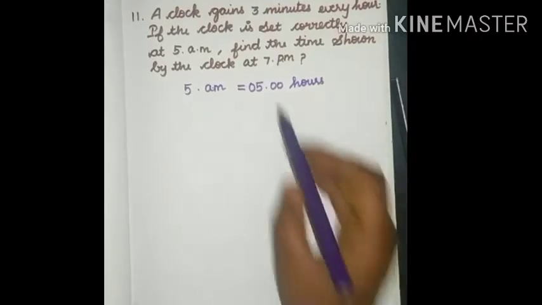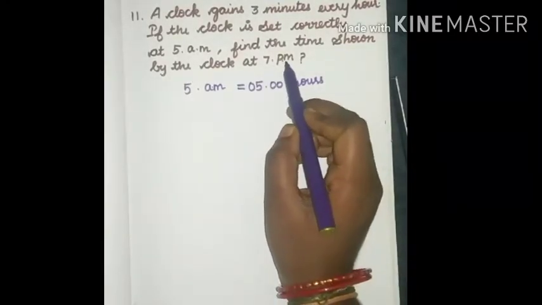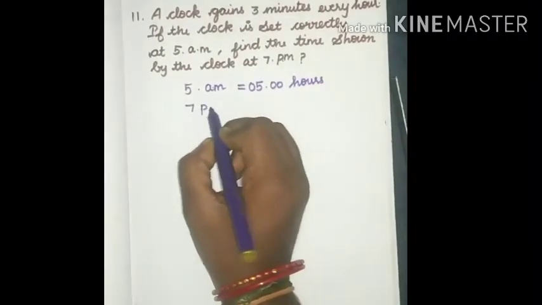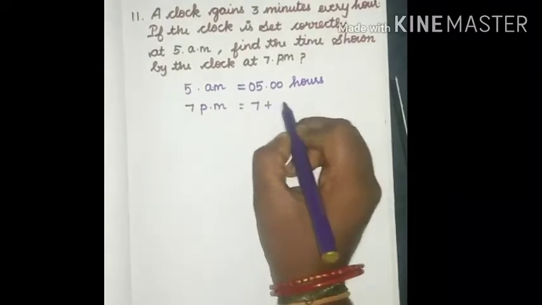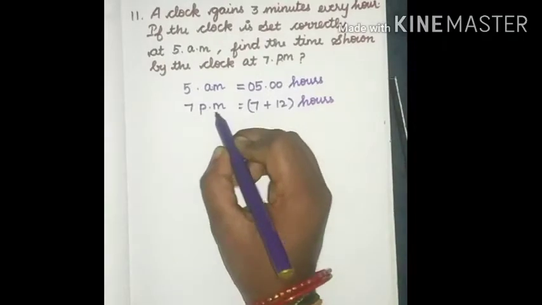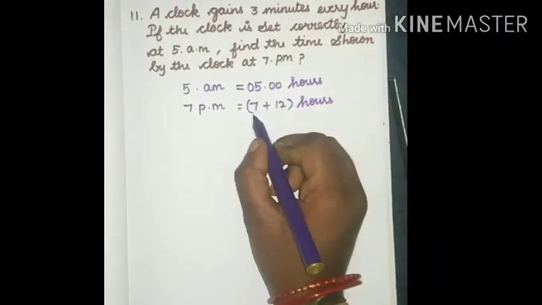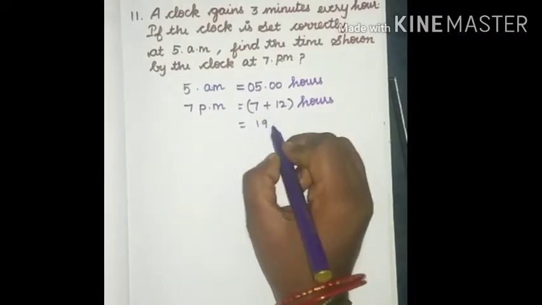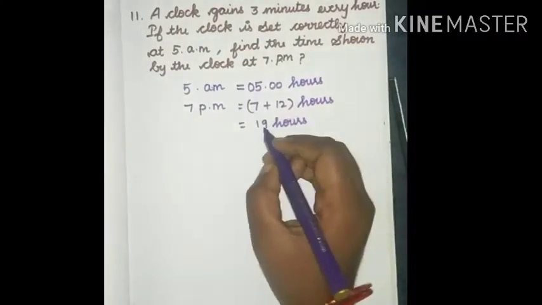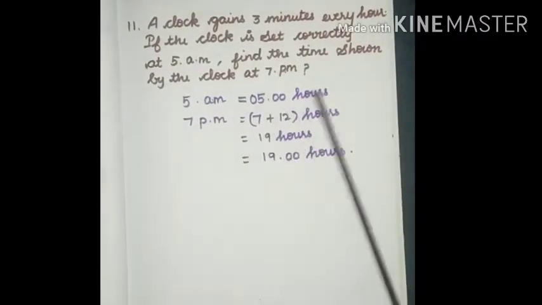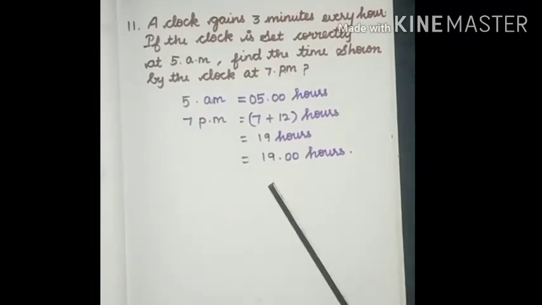If the given time is in pm, we have to add 12 hours to it. See, 7 pm as 7 plus 12 hours. That is 7 plus 12 equal to 19 hours. 5 am as 5 hours, 7 pm as 19 hours. After converting into hours, what we have to do?